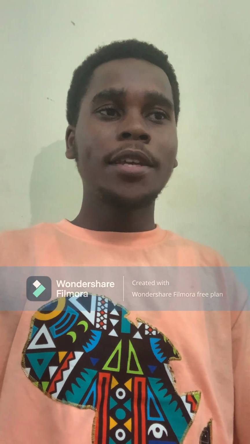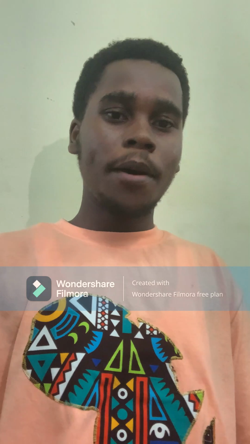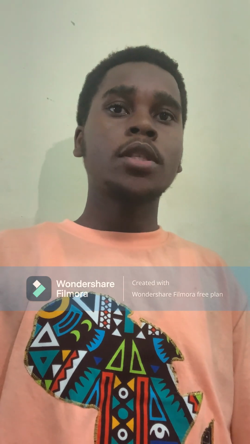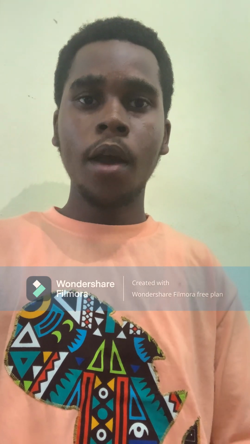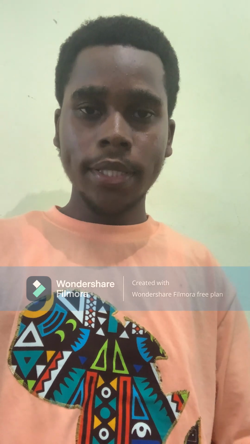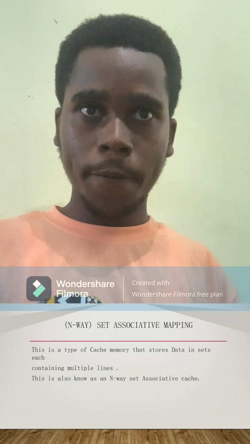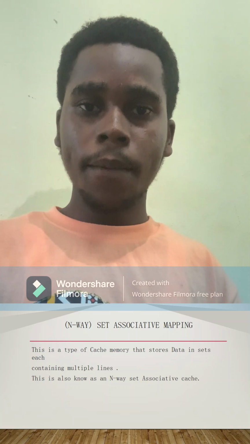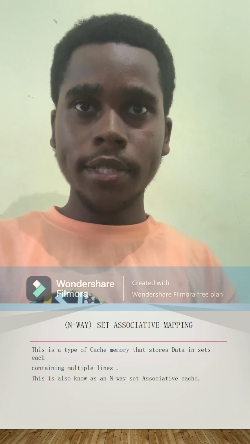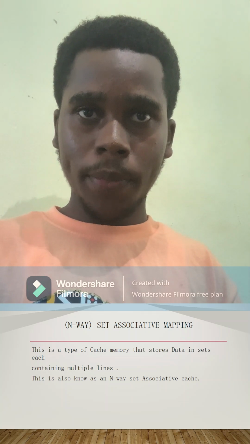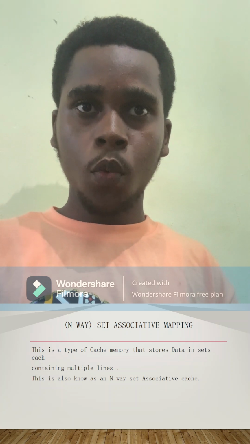I'm William, and I'll be taking you through set associative mapping, also known as n-way set associative cache. So someone may ask, how does it work? In n-way set associative mapping, the cache is divided into a number of sets, and each set contains a number of lines or slots. When data is fetched, it can be placed in any of the n lines within a set.